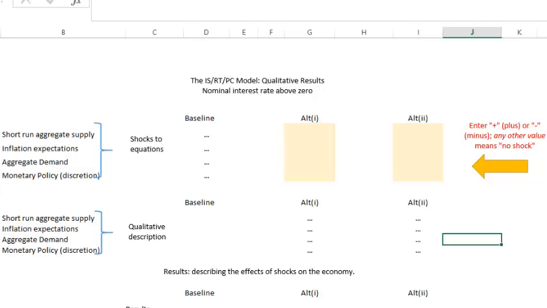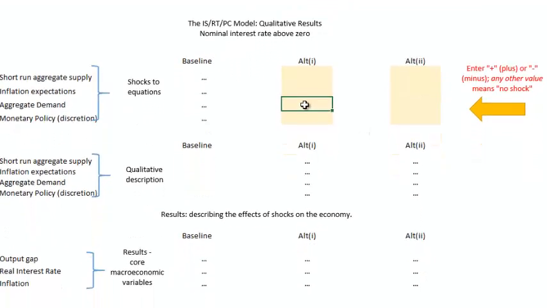Under the baseline scenario, there are no shocks. Aggregate demand remains at its long-run level. However, under scenario alternative 1, or alt 1, there's an autonomous increase in aggregate demand. The government has chosen to spend more, perhaps because it's an election year.